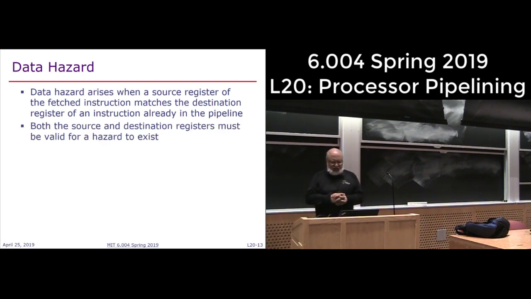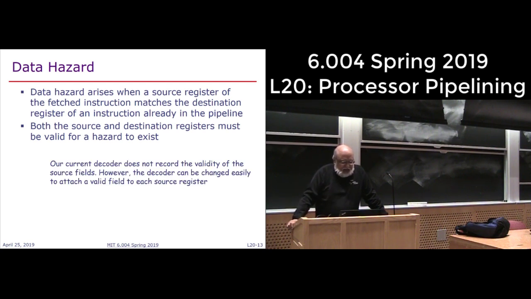Both source and destination registers must be valid for a hazard to exist, because not every instruction has a source and not every instruction has a destination. So you have to pay attention to these details, otherwise you will unnecessarily stall, or sometimes you may not stall because you're comparing against an illegal quantity when there was none to be had. So our current decoder does not record the validity of source fields. We had simplified the decoder for that, but it's a very small modification to the decoder.